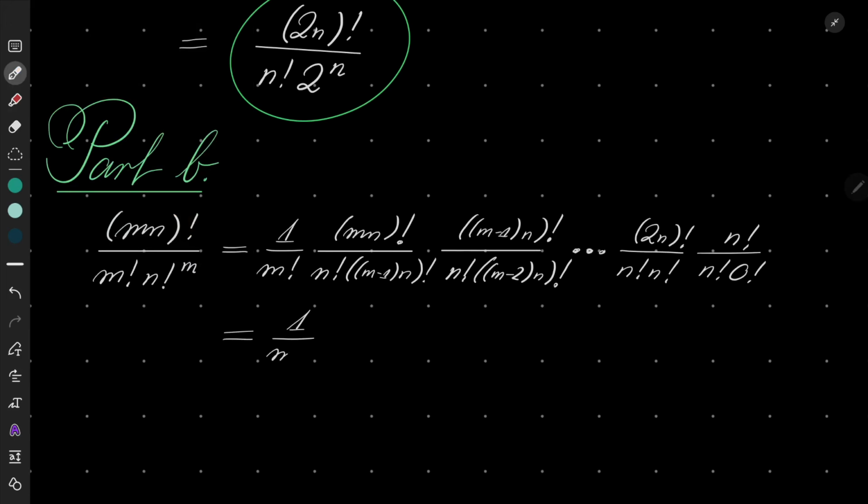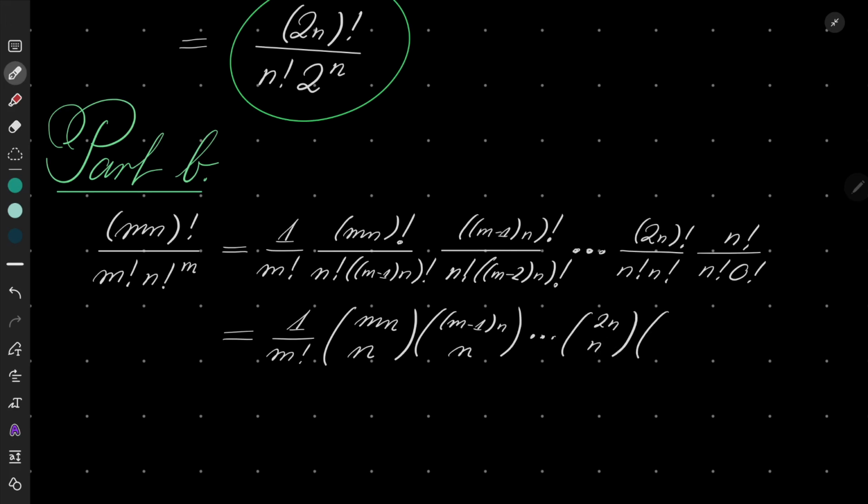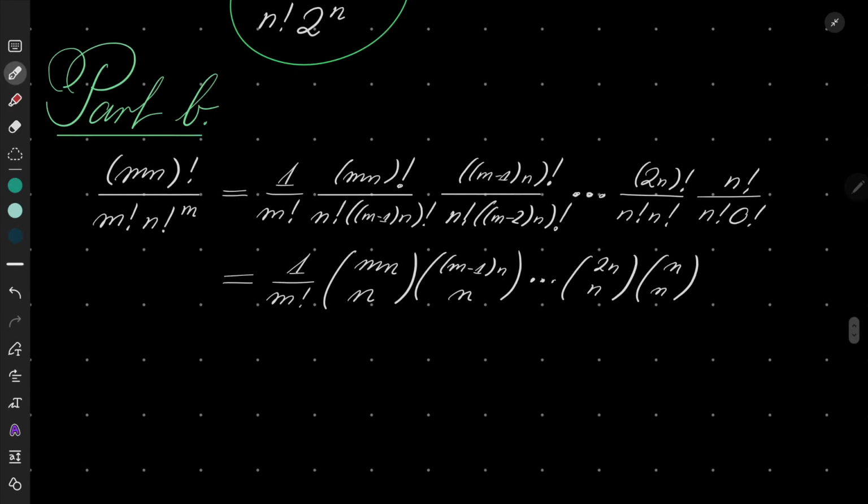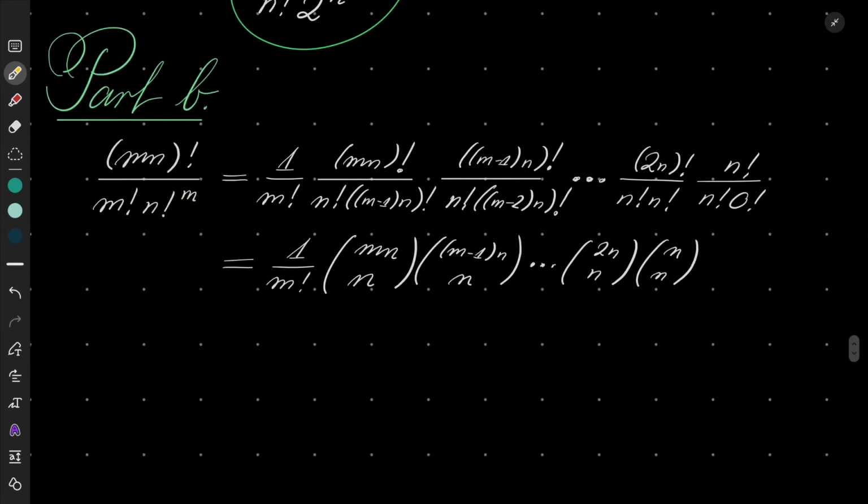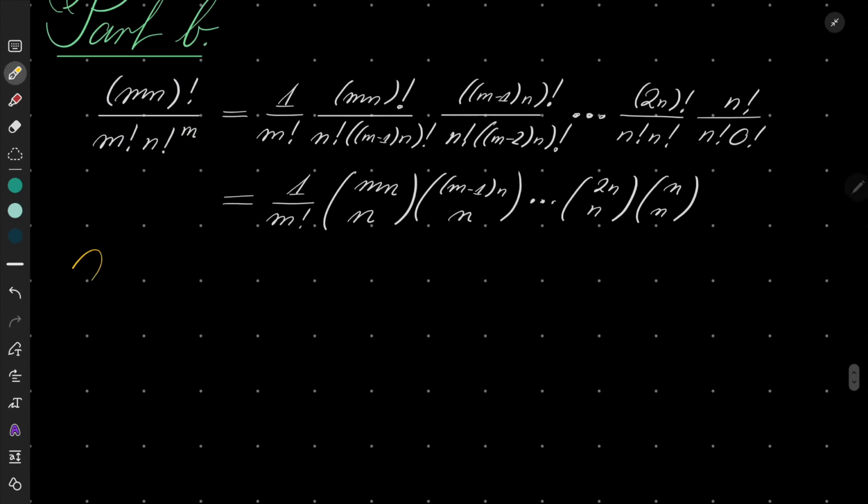1 over m factorial. Our fraction can be written as mn choose n. The second fraction can be written as (m minus 1)n choose n. And so on. We have 2n choose n, n choose n. Which is perfect, and now I will make use of the following fact.